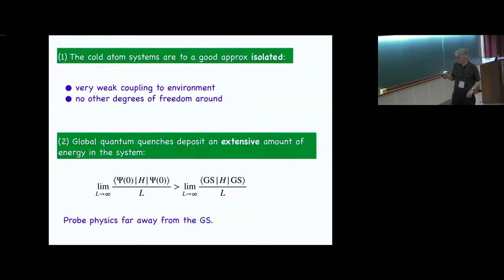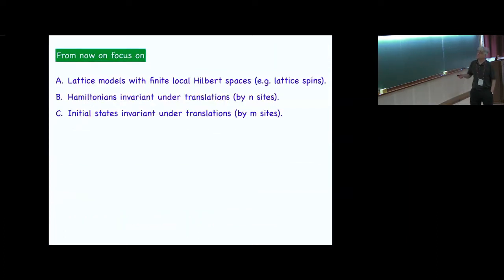Okay, let's go to the next one. From now on, for the sake of simplicity, I will focus on lattice models with finite local Hilbert spaces. They could be, for example, lattice spin models, spin chains. I will focus on Hamiltonians which are invariant under translations, or at least invariant under translations by two sites, three sites, four sites. And I will also focus on initial states which are invariant under translations by m sites. This is basically to make the discussion simpler. A lot of the things I will tell you are valid more generally, but it's more difficult to see that they're still valid, which is why I constrain myself to this situation.